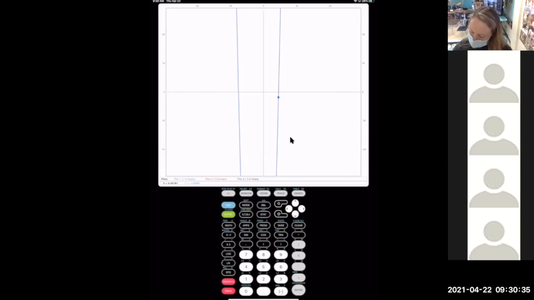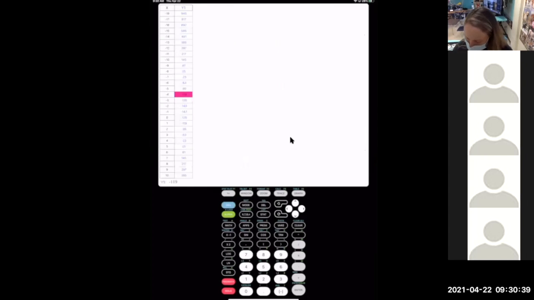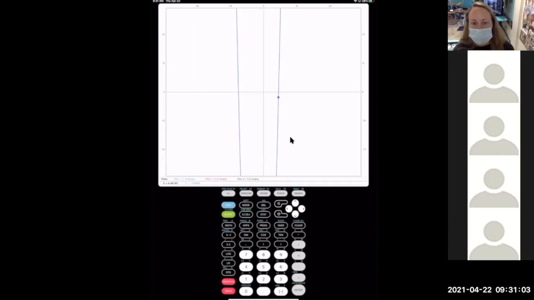So I'm going to hit second, the blue button, graph, and I'm going to find where y equals 0, because when y equals 0, that's the answer. So I'm going to scroll. And it looks like it's going to be in between 4 and 5. That's annoying that it's not a whole answer. Okay, so we're going to have to find the x-intercept.